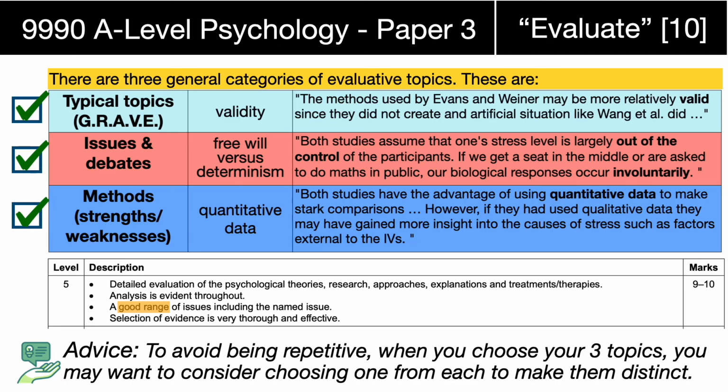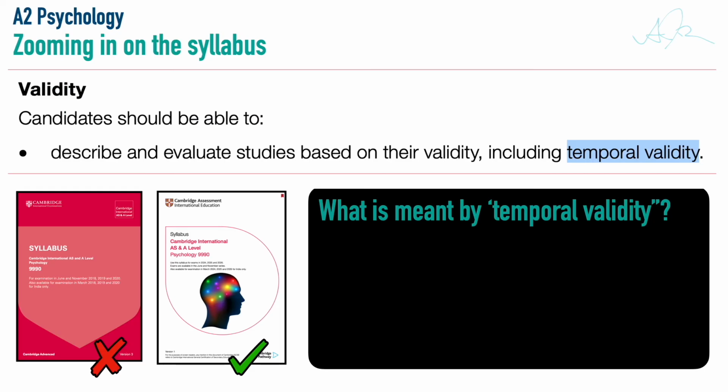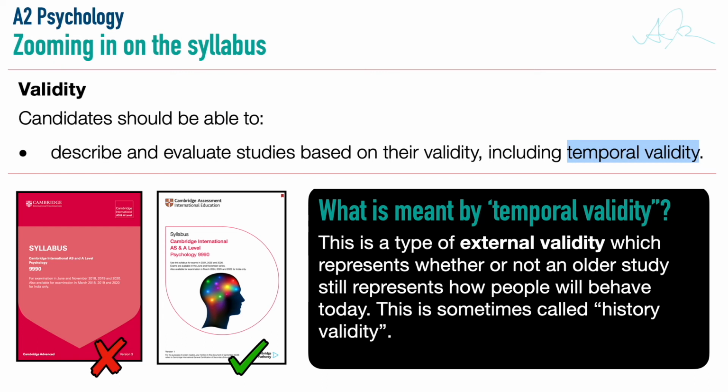So let me just quickly find a slide for you on temporal validity. This is what it says in the syllabus. Students should be able to describe and evaluate studies based on validity, including temporal validity. It's another type of external validity, similar to perhaps ecological validity. But ecological validity is about space. Is this situation like another situation? And temporal validity is about time. Is something that happened in the 1950s still relevant today?